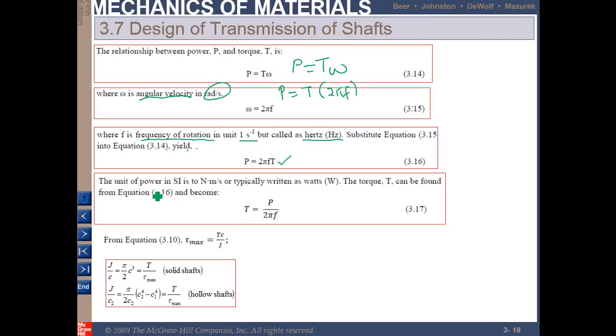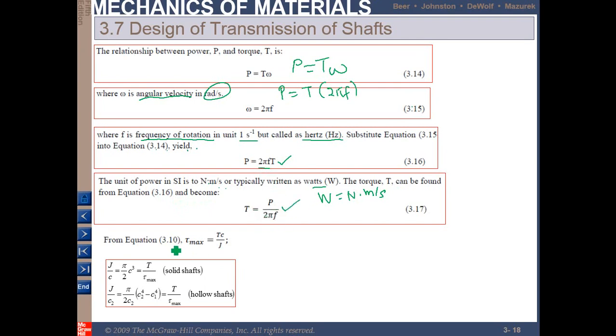The unit of power in SI is Newton times meter over second, or typically written as watts. So watts is equal to Newton meter per second. The torque T can be found from equation 3.16 and becomes torque is equal to power over 2 pi f, which is this one.